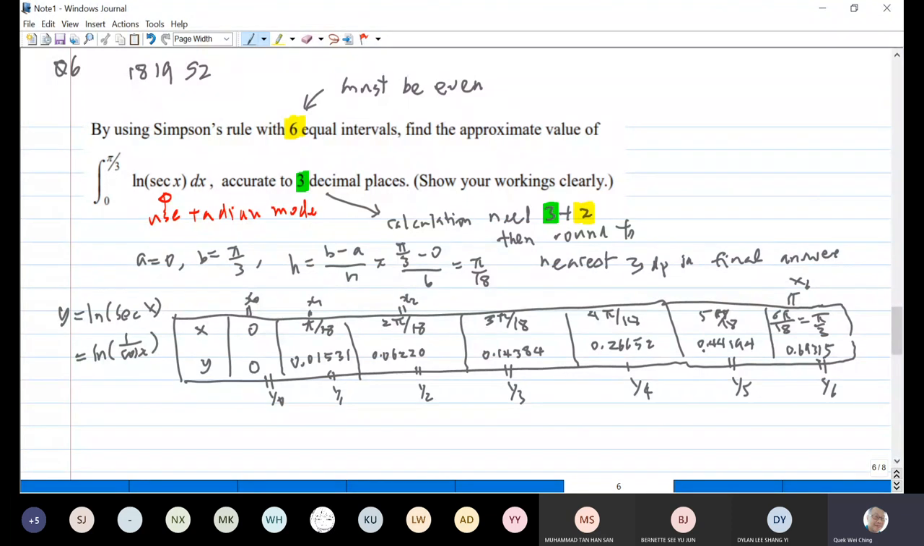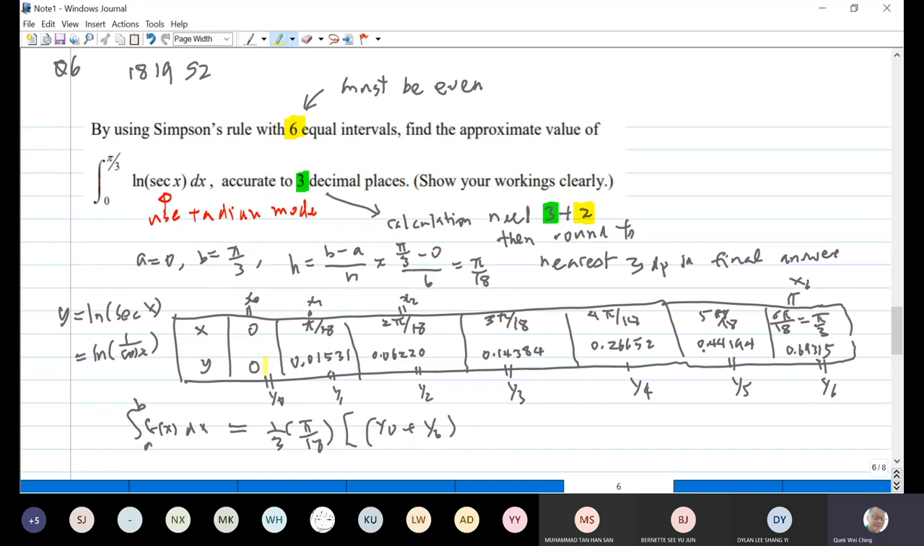Yeah, 5 decimal places. So the integral you're looking at now is actually, how do I say, the integral of f(x) dx from a to b is approximately 1/3 of h. H is pi over 18, so you can put pi over 18 here. So 1/3 of h, h is pi over 18. Then inside there, y0 plus y6, and that's the method. Remember this one?